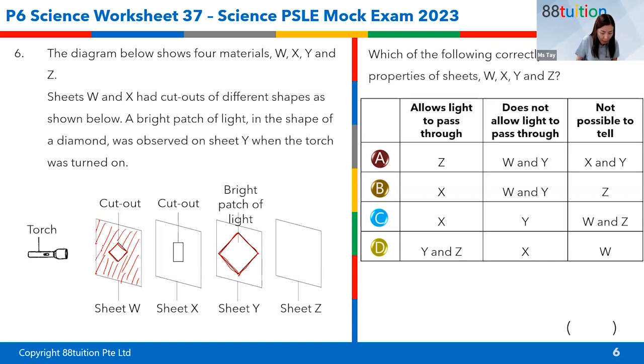Okay, and then when the light shines through, if X were opaque, there should be some form of a rectangle shown. But it's not shown. That means this must be transparent, isn't it? This must be transparent because it allows light to just pass through it. You don't see anything rectangular on sheet Y.